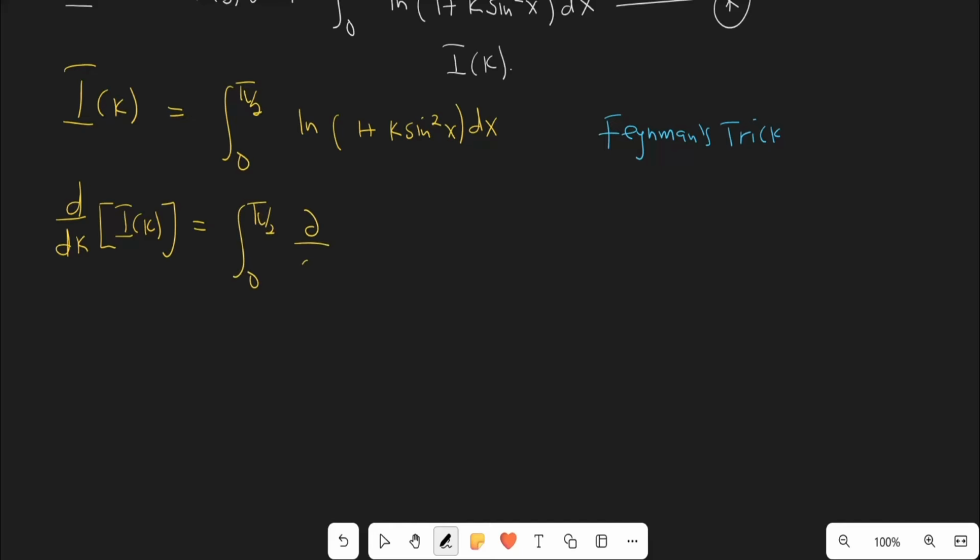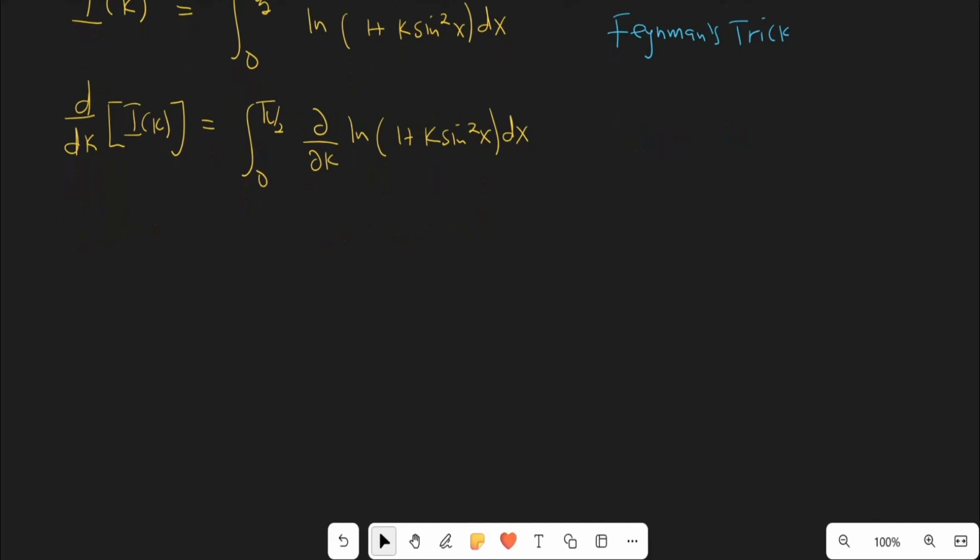So that is the partial derivative with respect to k of the ln of 1 plus k times sine squared of x, and then dx. Alright, so the left hand side will be I prime of k, that is the derivative, then the integral from 0 to pi over 2.